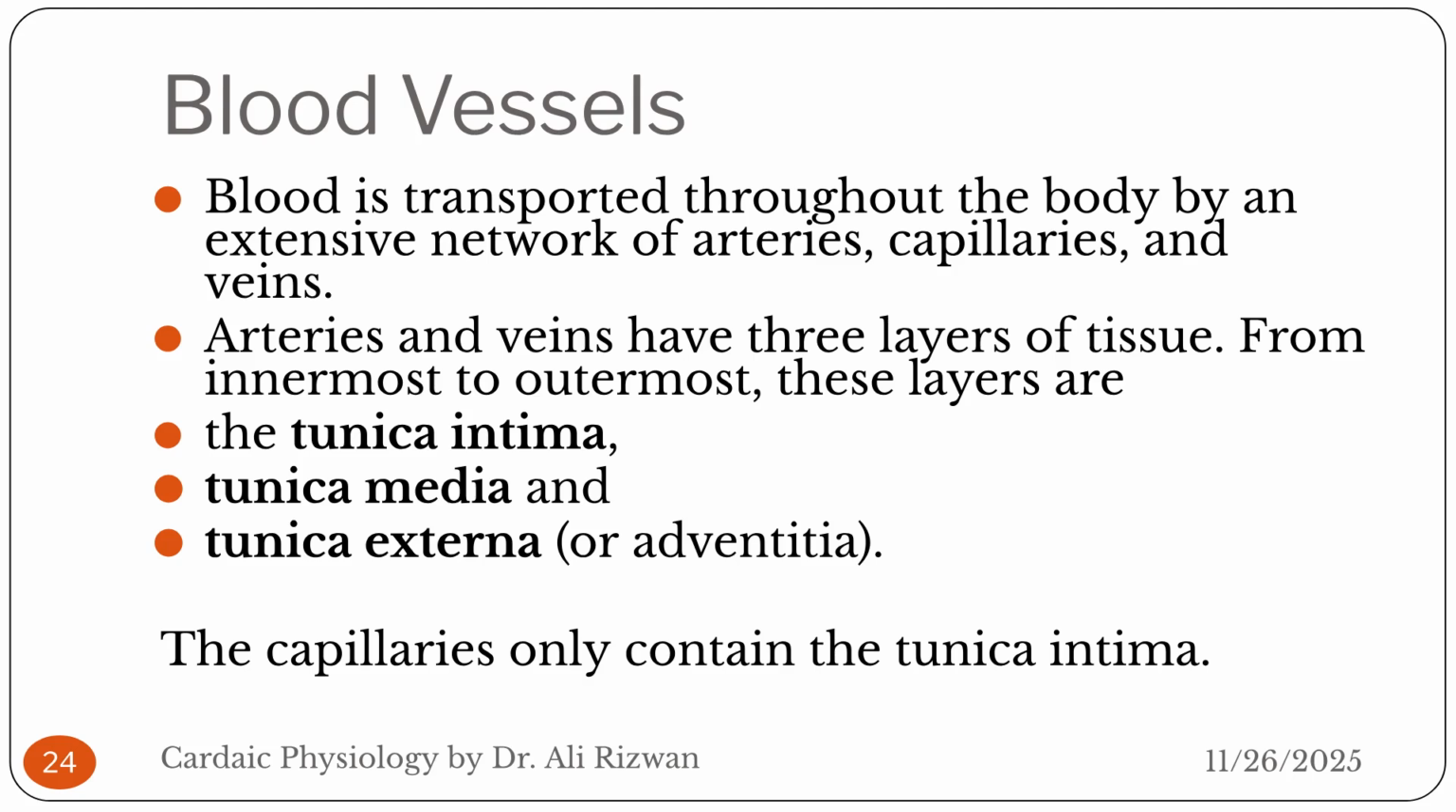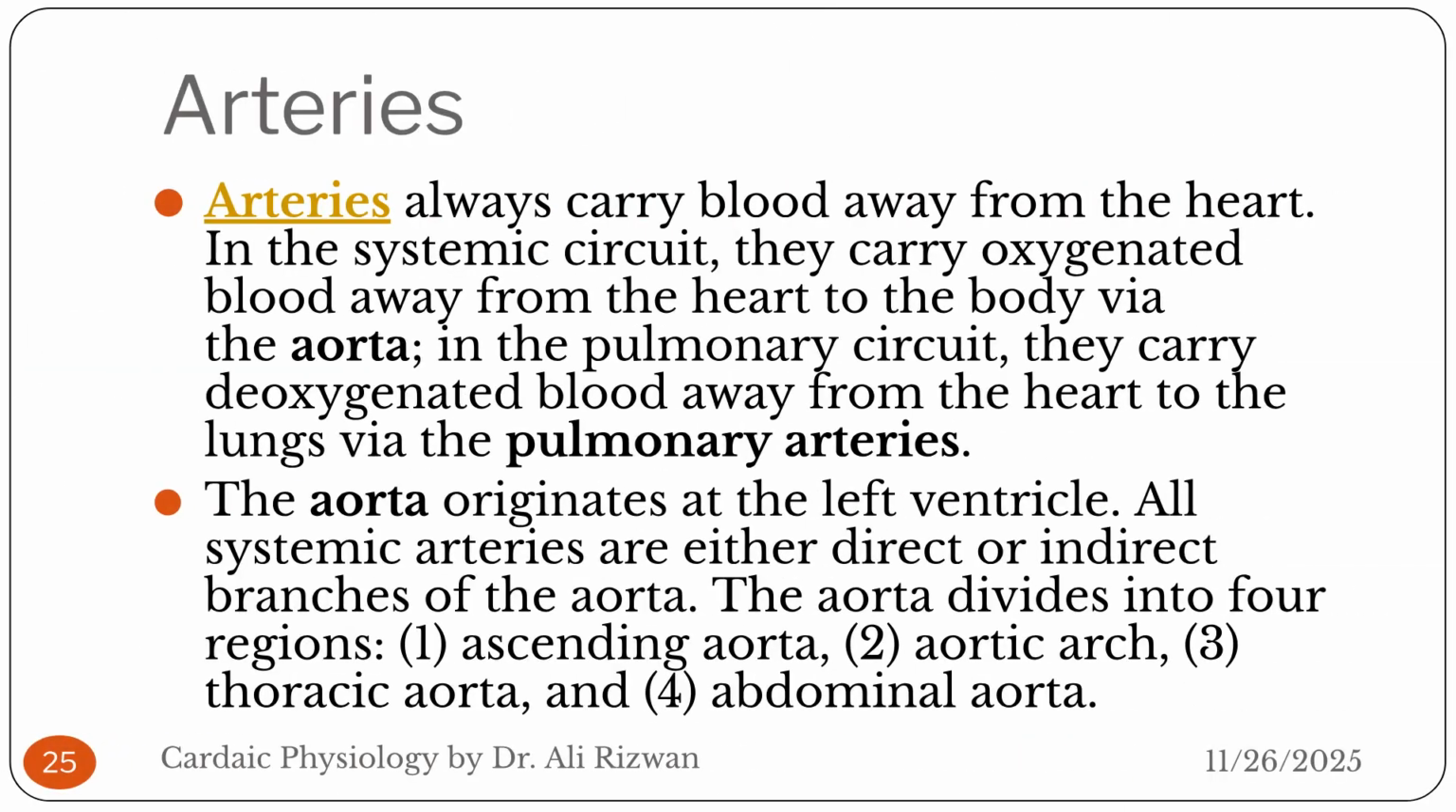Blood is transported throughout the body via a network of vessels. Arteries and veins typically share a three-layered structure: the tunica intima, tunica media, and tunica externa. Capillaries, however, consist only of the tunica intima. Arteries carry blood away from the heart. The aorta, originating from the left ventricle, is the primary artery for systemic circulation, branching into the ascending aorta, aortic arch, thoracic aorta, and abdominal aorta.